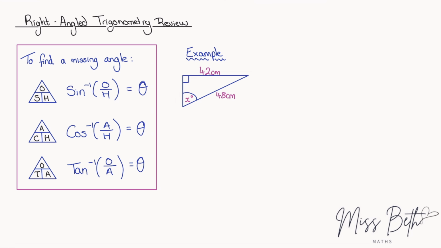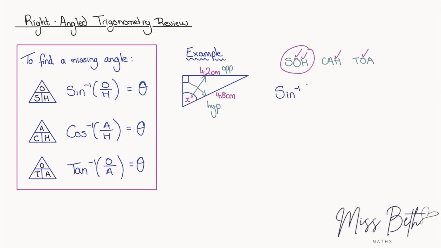Here is one final example of finding a missing angle using our trigonometry ratios. So again, we want to label the sides. I have the opposite and I also have the hypotenuse. Okay, we write out our SOHCAHTOA, and then let's see what sides we have. We have the opposite and we have the hypotenuse. So here we need to use sine. Now we are finding a missing angle, so we're using inverse sine.